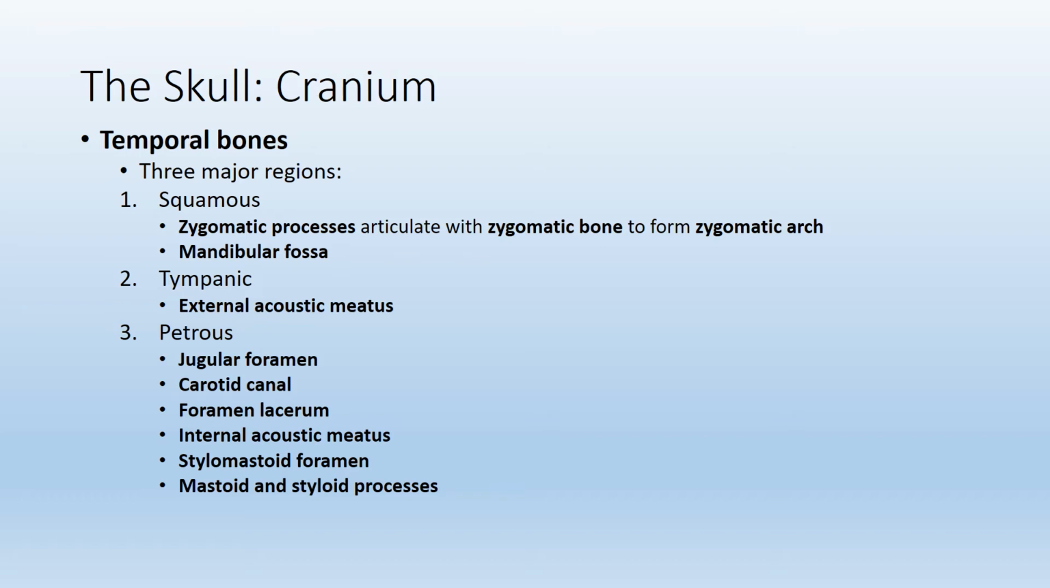We have the jugular foramen, which allows for the passage of the jugular vein, the carotid canal, which allows for the internal carotid artery to enter the skull to supply the brain with blood. Foramen lacerum. When you hear lacerum, you should think lacerate. So nothing passes through this opening as it is covered with cartilage and connective tissue. The internal acoustic meatus now will be found on the inside aspect of the skull. The stylomastoid foramen will be a very tiny opening found in between the styloid and mastoid processes.